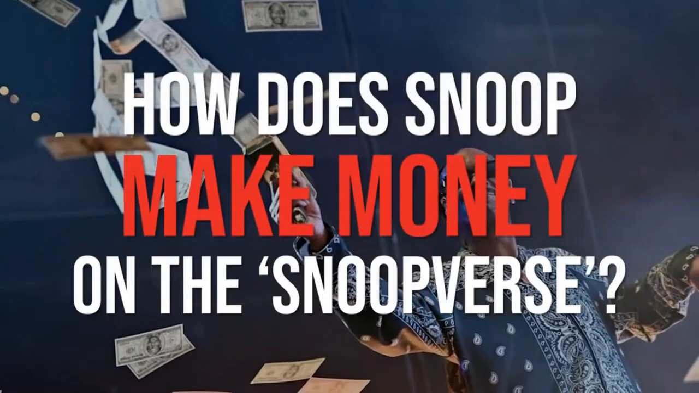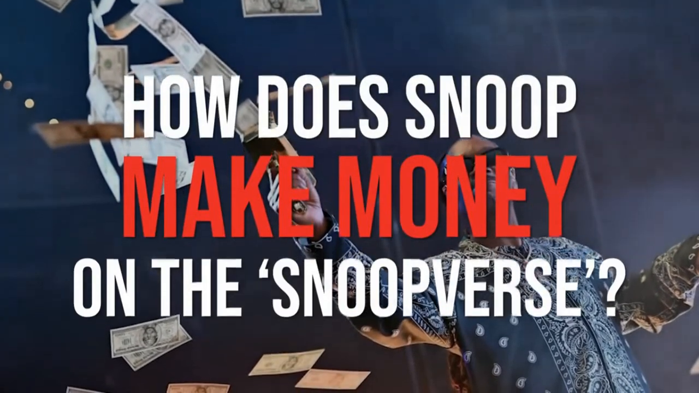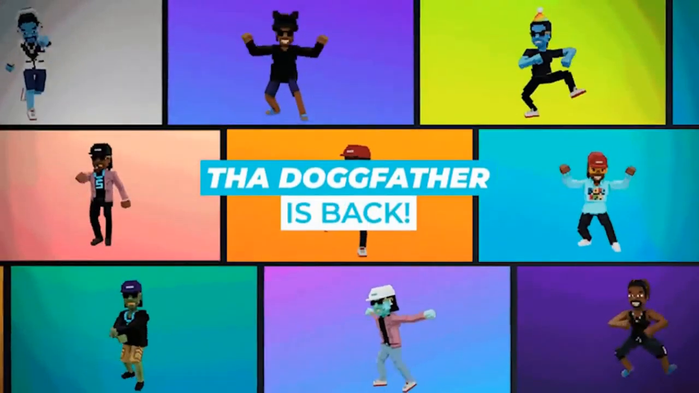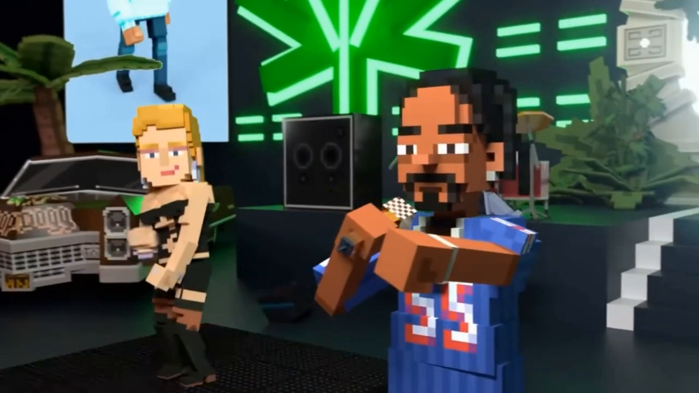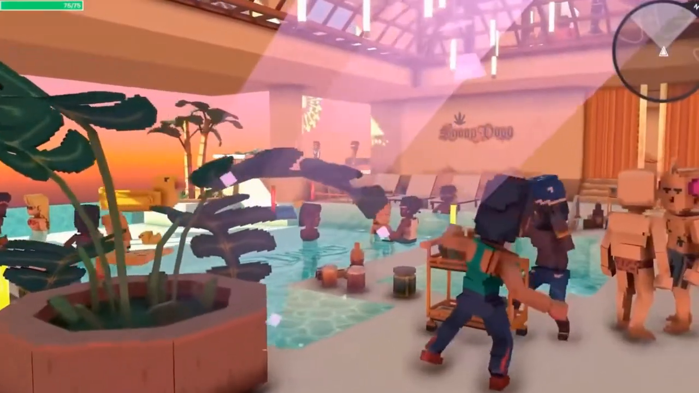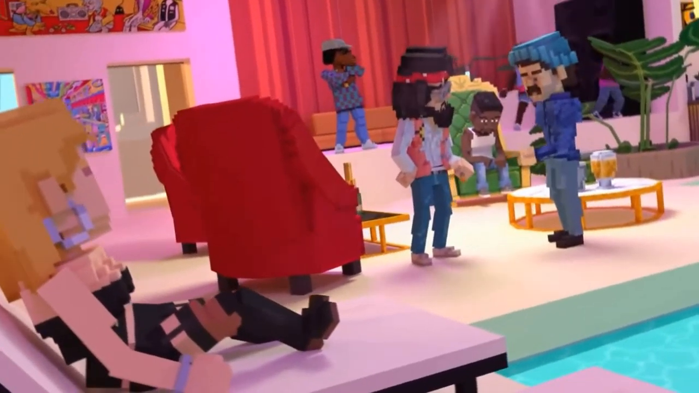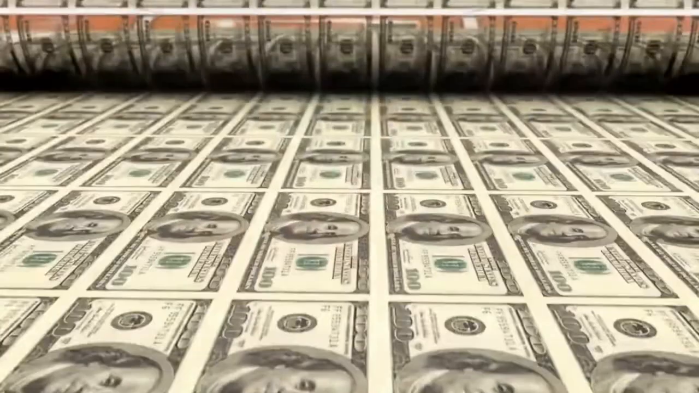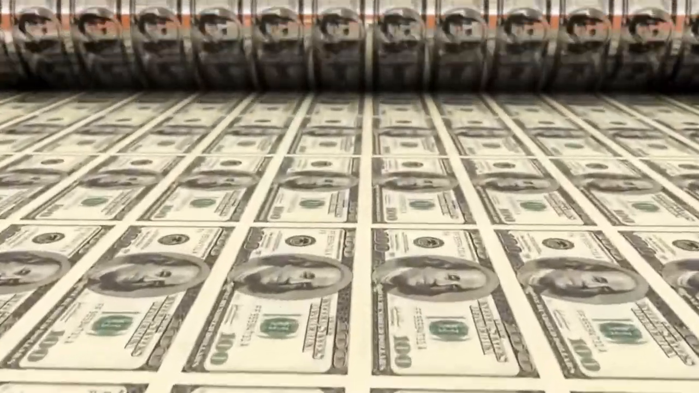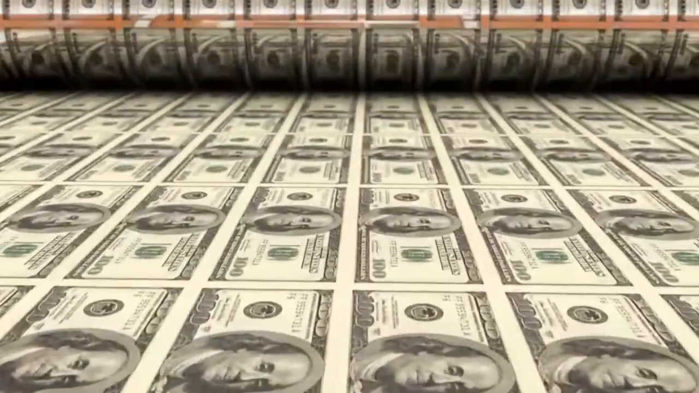How does Snoop actually make money on the Snoopverse? Between his already launched three-dimensional avatar collection that players in the Snoopverse are able to create games with, access to his concerts, his events and pool parties, NFT sales, and access to virtual Dogfather items such as his personal car collection, the rapper is actually making thousands and millions of dollars. And that's just the beginning.